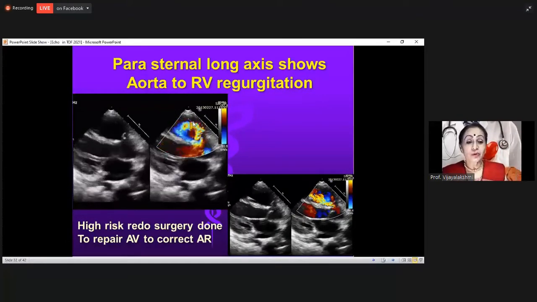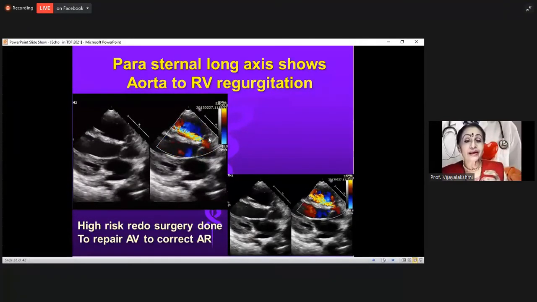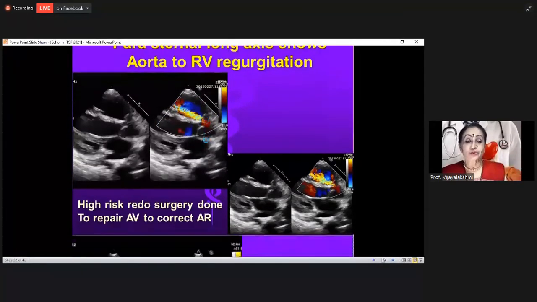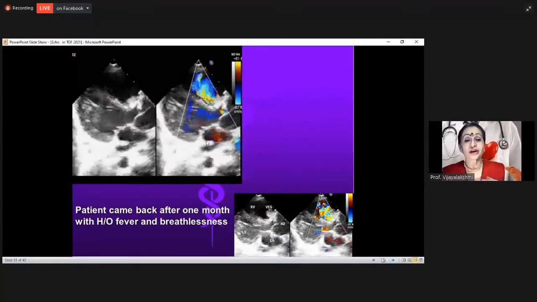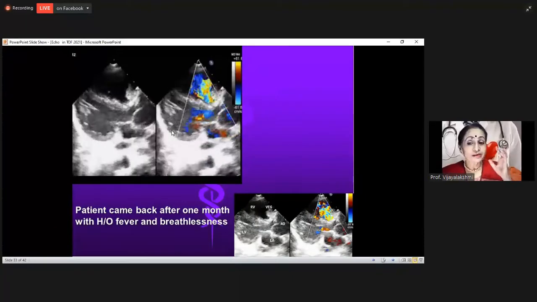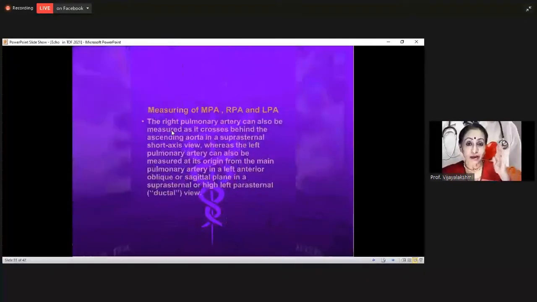So here, while repairing, the whole of the aorta was not brought into the LV, and as a result, part of it was still left in the right ventricle. So the child was reoperated. Unfortunately, the child developed vegetations. Though bacterial endocarditis is extremely rare in tetralogy of Fallot, it can occur. So we must keep our mind open.